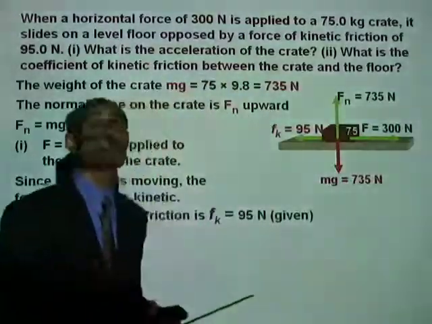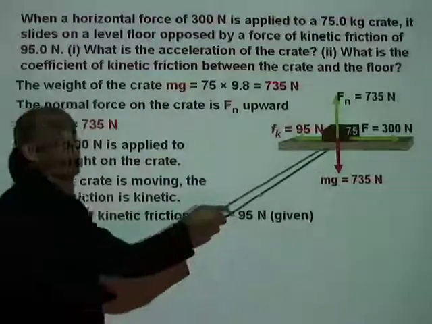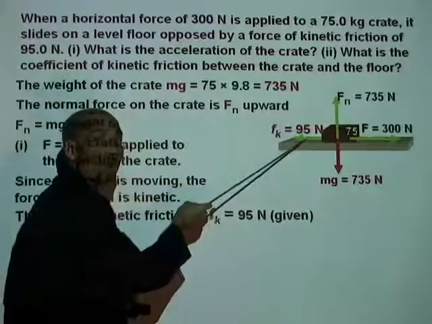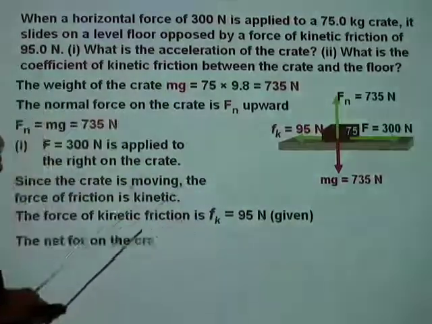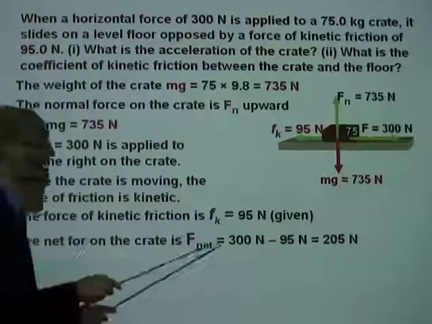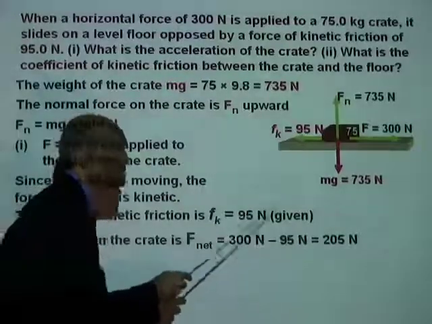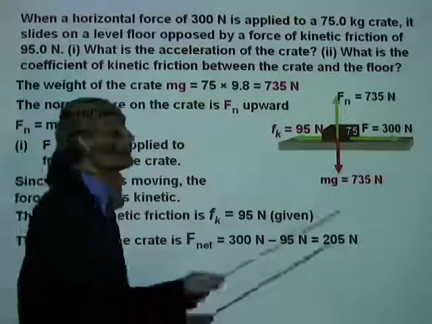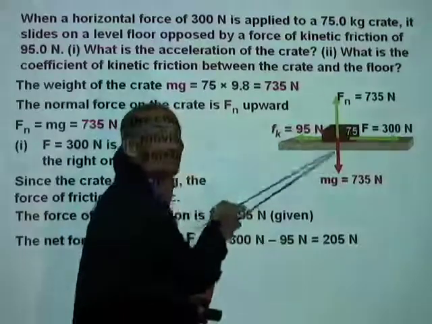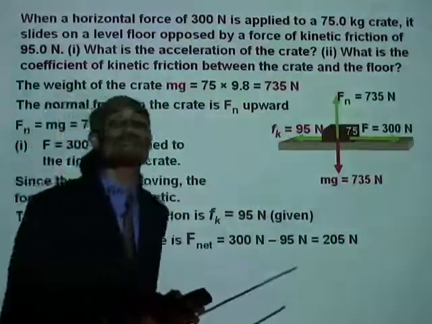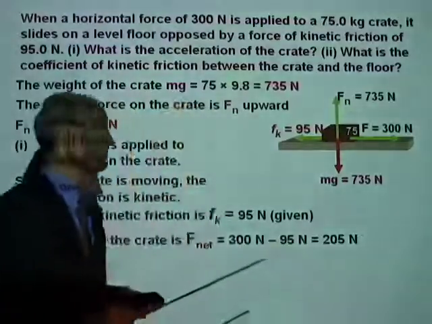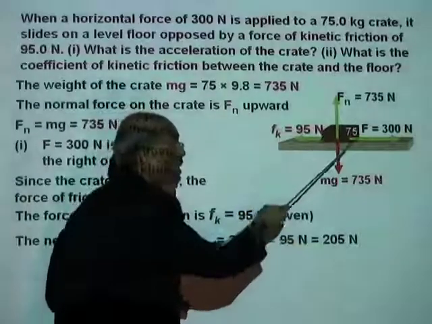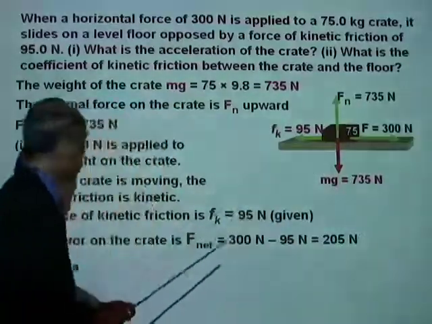Therefore, what is the net force on the crate? The applied force is 300 Newton. The force of kinetic friction opposing that is 95 Newton. Therefore, the net force is the applied force minus the force of kinetic friction, and that is 205 Newton. And you can see the vertical forces will not play a role in the motion here because they cancel each other.